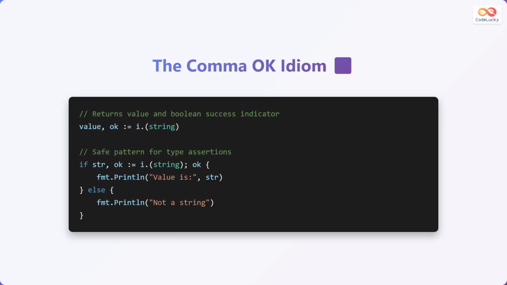Here's an example of using the Comma OK idiom in an if statement. If the type assertion succeeds, str will hold the string value, and ok will be true, and it prints value is followed by the string value. If it fails, ok will be false, and the else block will be executed, printing not a string.